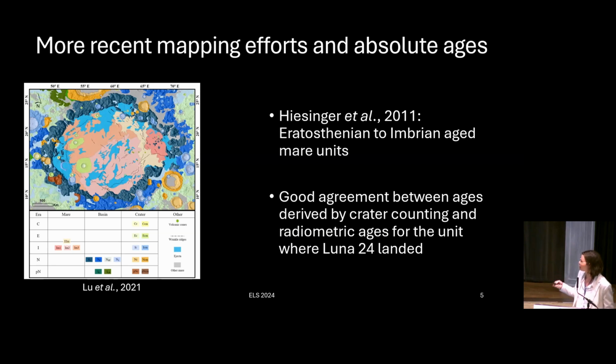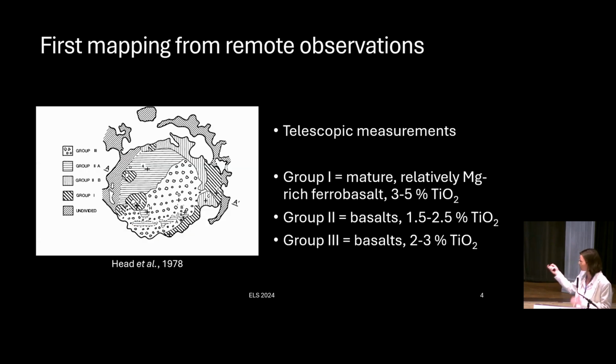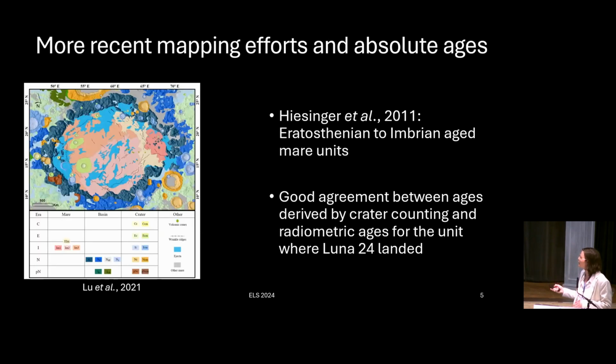Hiesinger and collaborators counted craters on the units on this map from Head and collaborators, and found that the mare units span ages from Eratosthenian to Imbrian. They found a good agreement between the ages from crater counts in the unit on which Luna 24 landed and radiometric ages. So that's still really good.